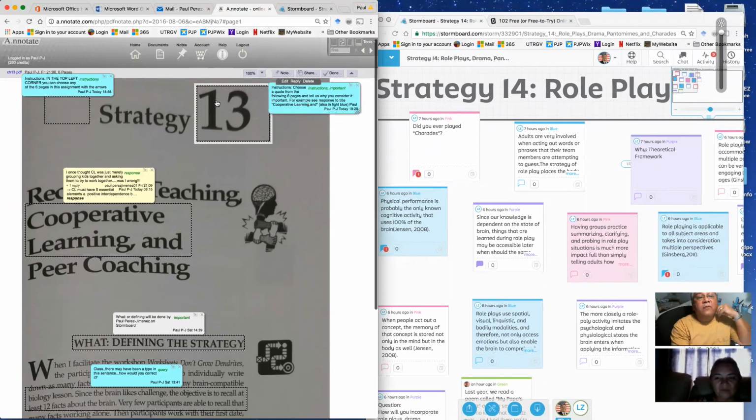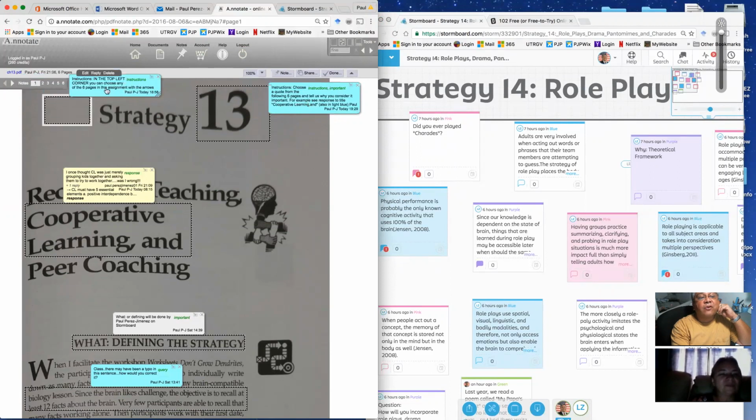If you noticed, I put some instructions up at the top left corner: you can choose any of the 6 pages in this assignment. Now, this is green, so this is me as the instructor. Over here, these are actually going to be our instructions for you as a class, because we're going to ask you, all our colleagues, to function as part of our group here. You'll have the URL later on, but first of all, it says choose a quote from the following 6 pages and tell us why you consider it important.